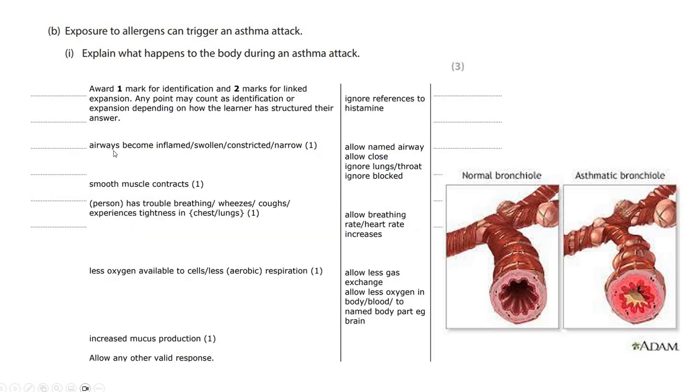So, the airways become inflamed or swollen or constricted or narrow because the smooth muscle contracts. Therefore, the person has trouble breathing, or wheezes or coughs, or experiences tightness in the chest. There's less oxygen available to the cells, or less aerobic respiration, or less gas exchange. Also, there is increased mucus production, which obviously further restricts the airways.